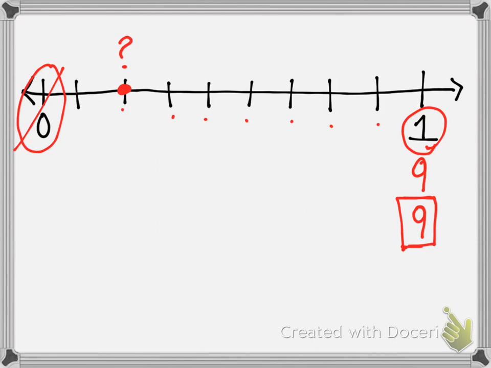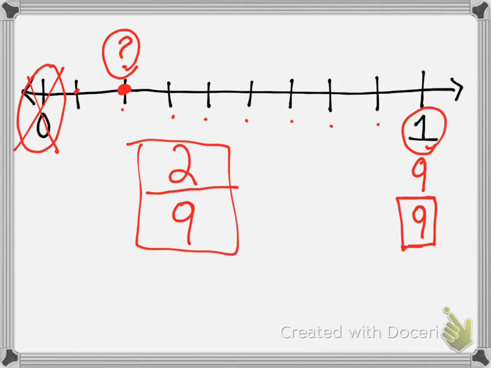So now we can actually figure out what our denominator is going to be. It's going to be 9. But what's the numerator? Well, there's the question mark. We need to figure out what this point is. So let's count. Never count the 0. Start with the next one. 1, 2. So this point on this number line represents 2/9.